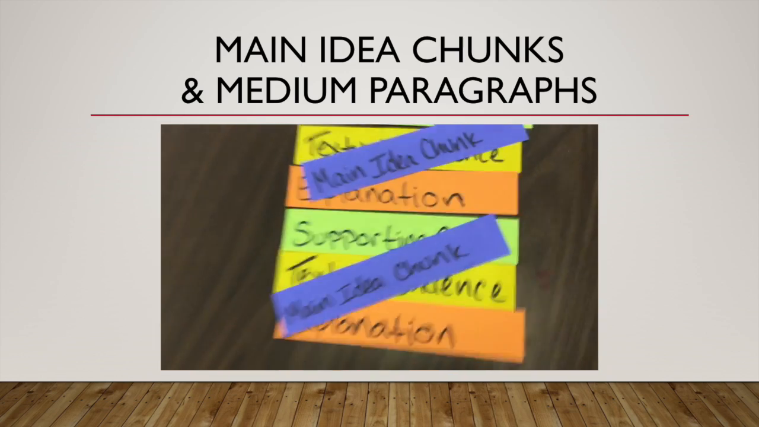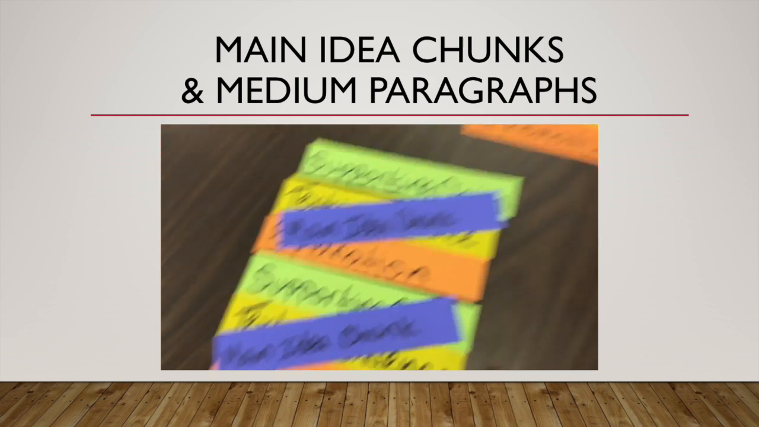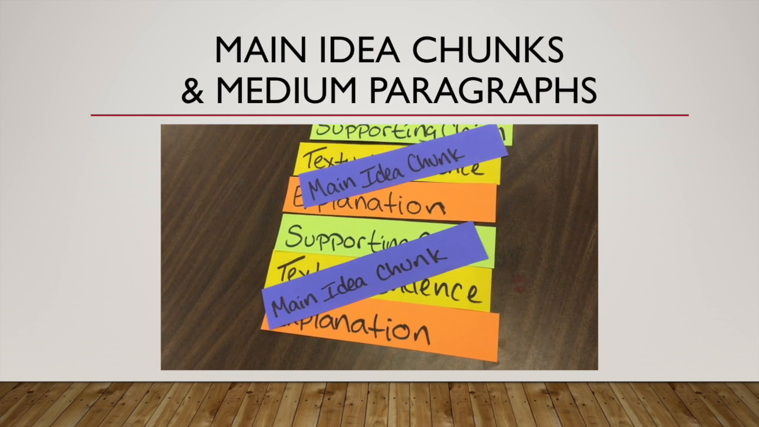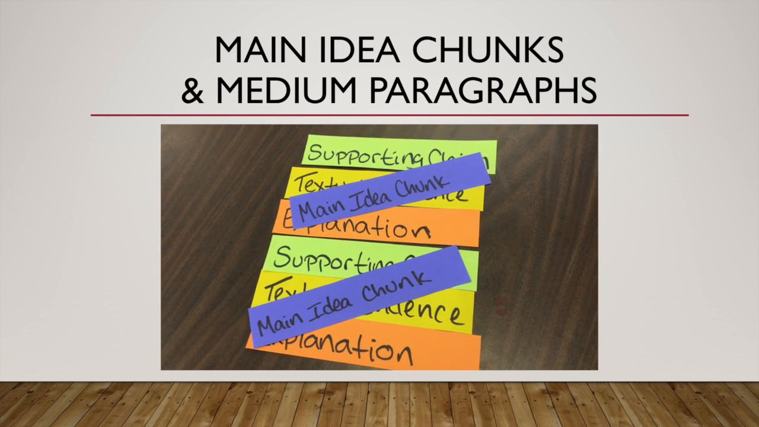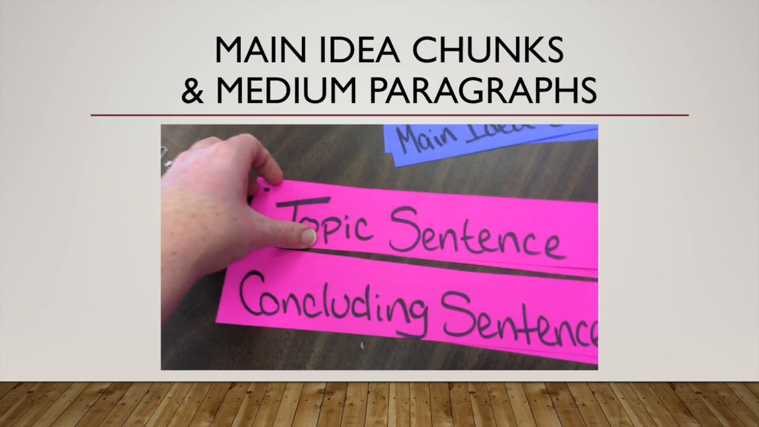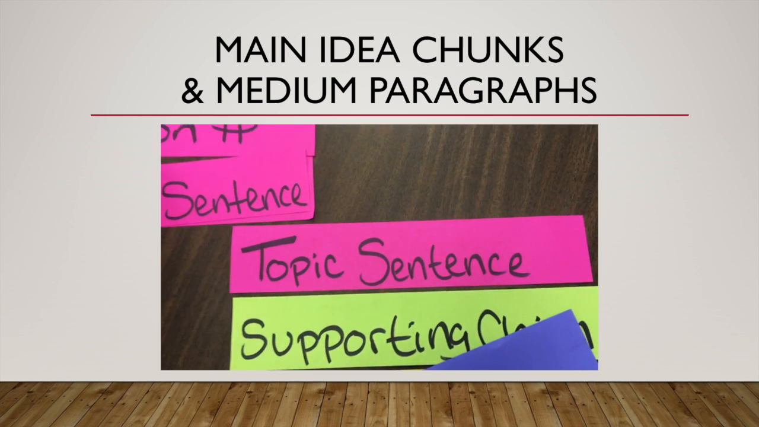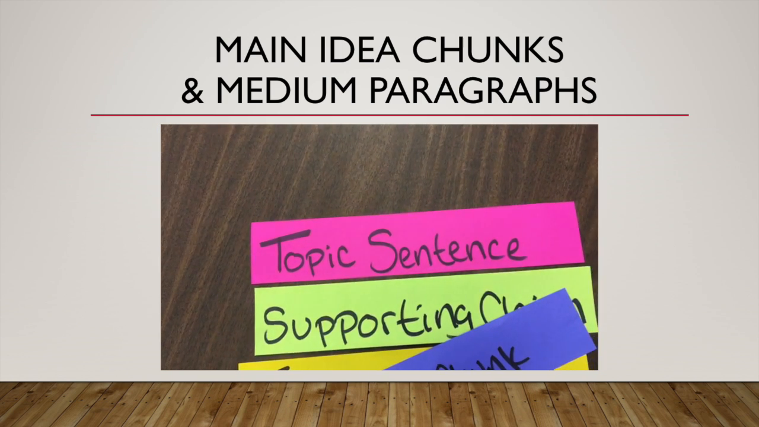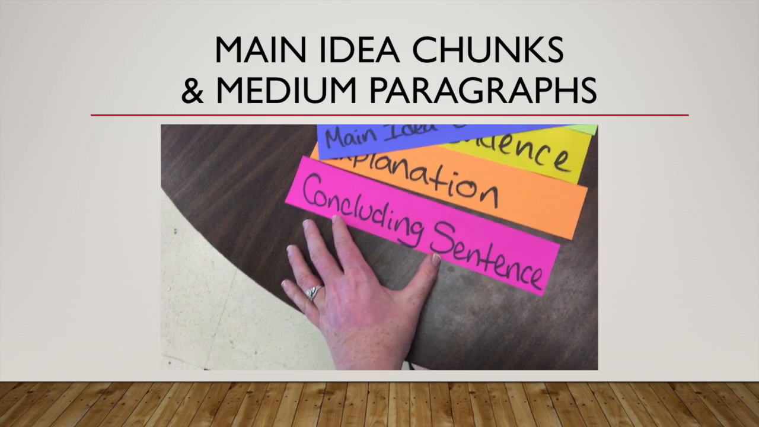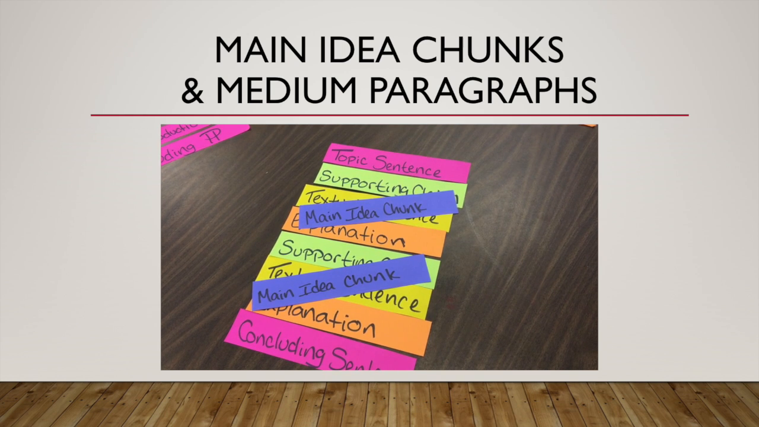just like that. Now, because I have 2 main idea chunks now, it's not enough to just have a supporting claim starting off my paragraph and an explanation ending it. Because I have 2 different ideas going on in one paragraph, I need to tie them together with a topic sentence. And if I'm going to have a topic sentence, I also need to have a concluding sentence, just like that. So now there's my paragraph.